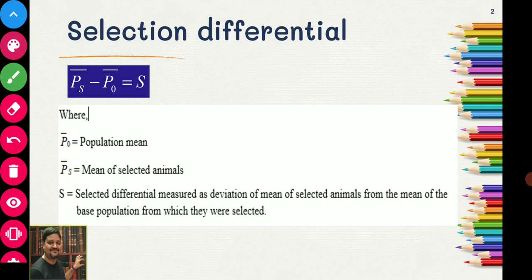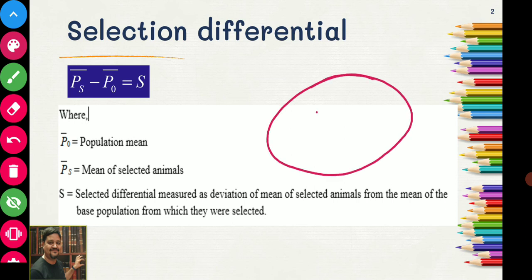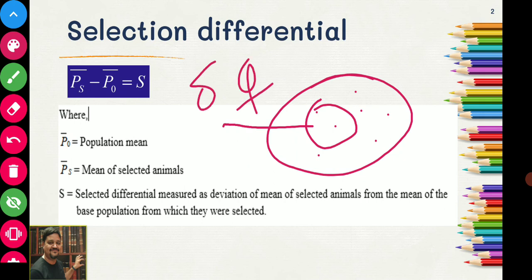So, what is selection differential? We have already studied in theory class that it is the difference between the individuals who are selected for producing the next generation and the original population from where they have been selected. That means, suppose you have one population of 10 animals. Out of these 10 animals, you choose two animals, one male and one female, to produce the next generation.